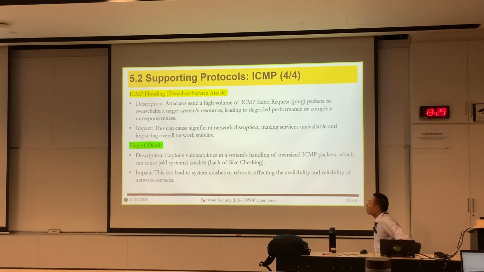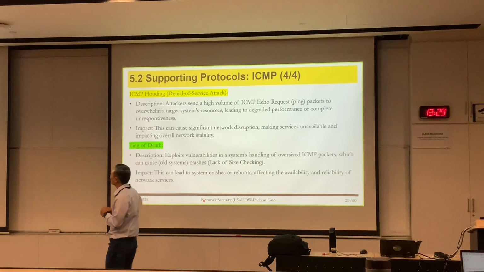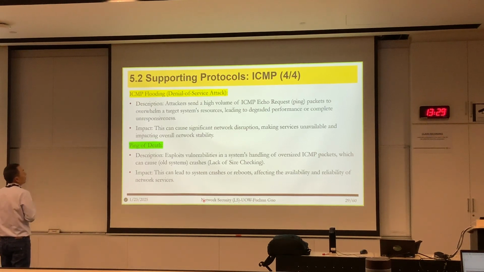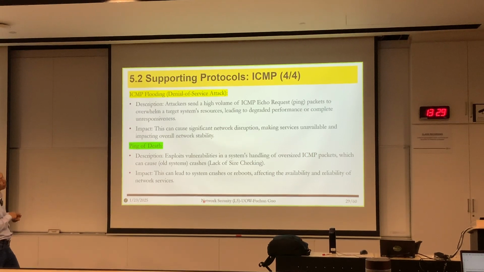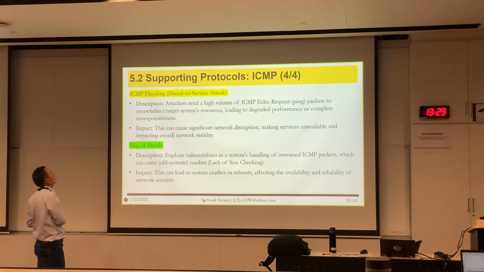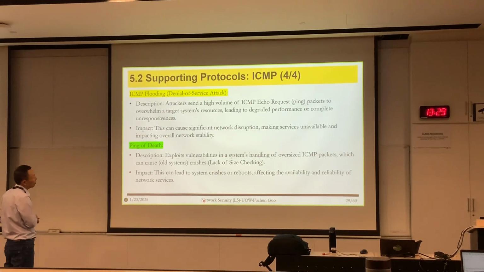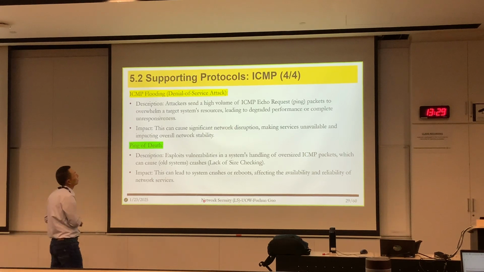There are two kinds of attacks. The first attack is the flooding attack, or denial of service attack. This kind of denial of service attack has been used many times by people for different purposes. Attackers can send a large number of ICMP echo requests or packets to overwhelm the target system, leading to degraded performance or complete unresponsiveness. This can cause significant network disruption, making services unavailable and impacting network stability.